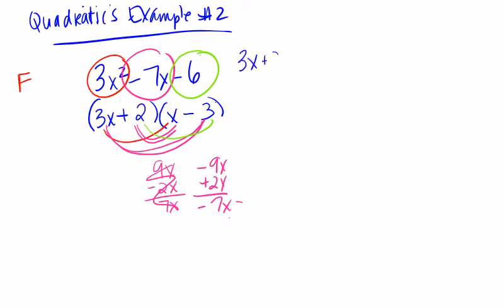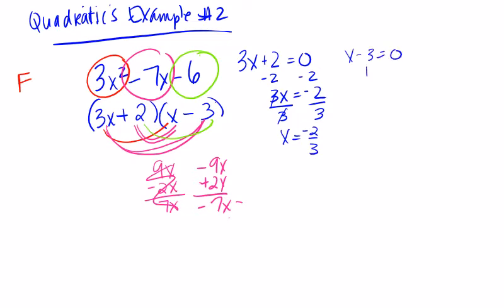So we have 3x plus 2 is equal to 0. We're going to subtract 2 from both sides. We get 3x is equal to a negative 2. To get x by itself, we're going to divide both by 3, and we get x is equal to a negative 2/3. Then for the other, we have x minus 3 is equal to 0. We're going to add 3 to both sides, and we get x is equal to 3. So our answer is x is equal to negative 2/3 or 3.